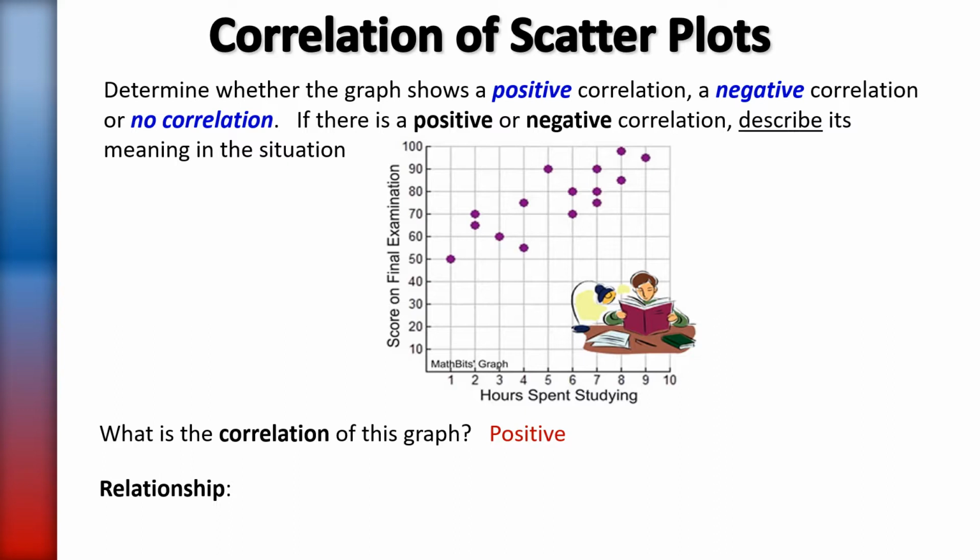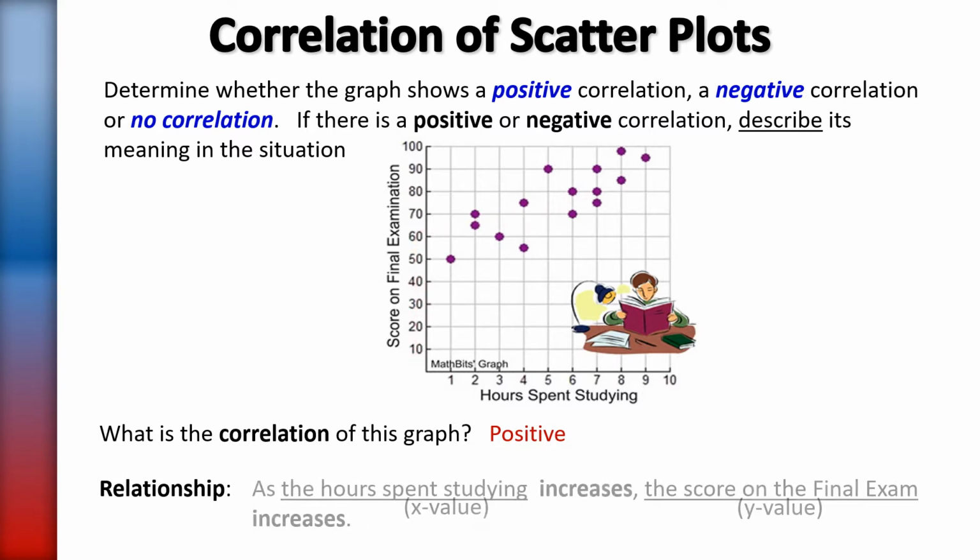So next, let's describe that data. So remember, we start with the x-axis. As the hours spent studying increases, the score on the final exam, what's happening to these dots moving from left to right? They're moving upward. So we would say as the hours spent studying increases, the score on the final exam increases. So that is an increase relationship.